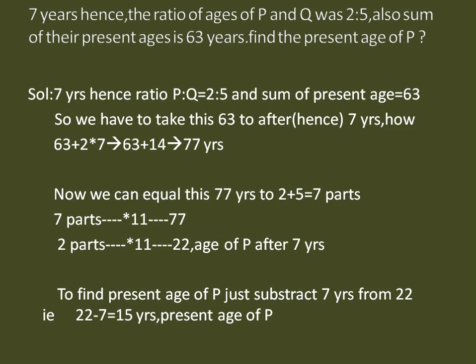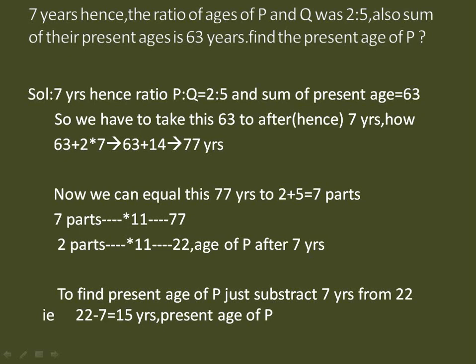Now you can equate this 77 years to 2 plus 5, 7 parts. 7 parts are 77. To find the age of P, 2 parts are how much? 22. This is the age of P after 7 years. But to find the present age of P, we have to reduce 7 years from 22. So 22 minus 7, that is 15 years.